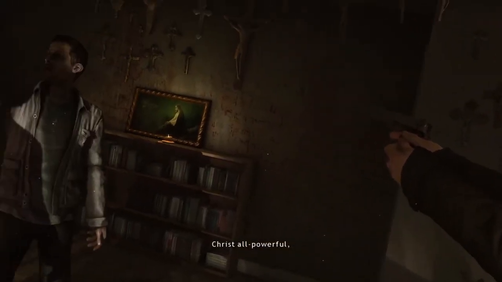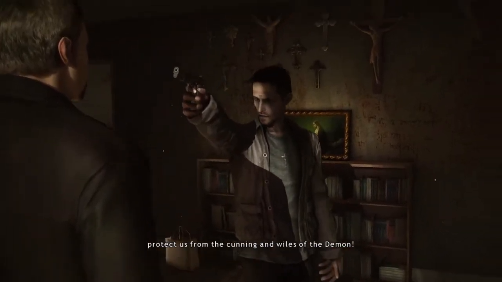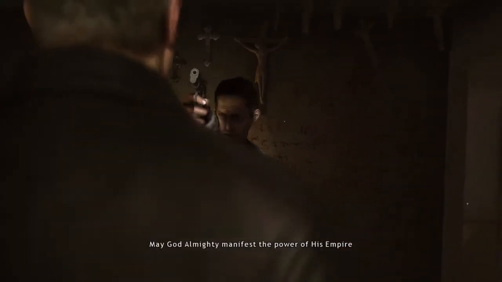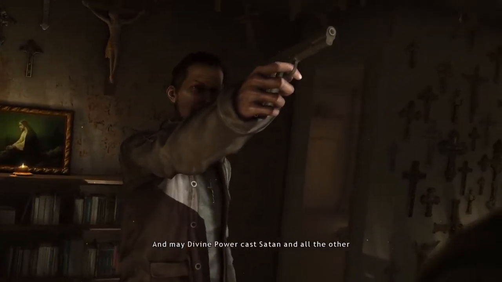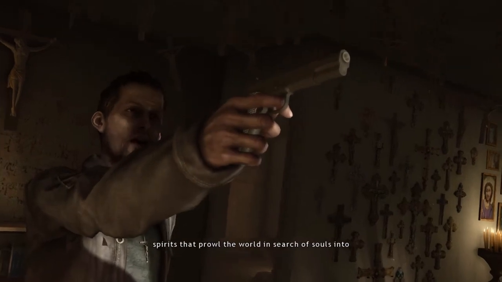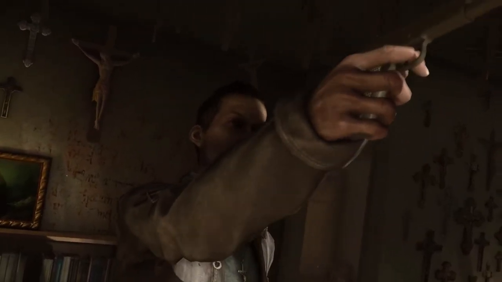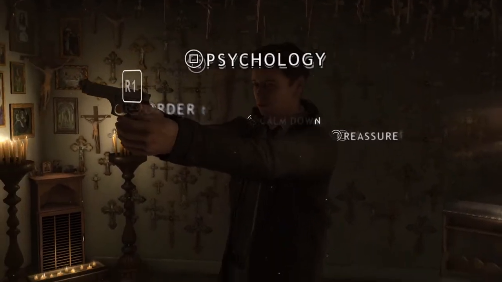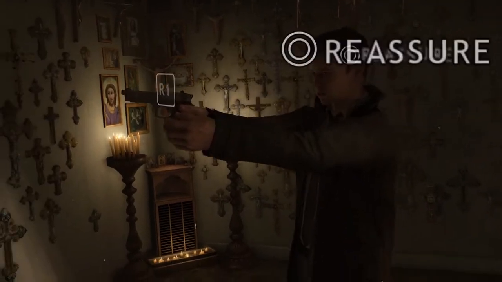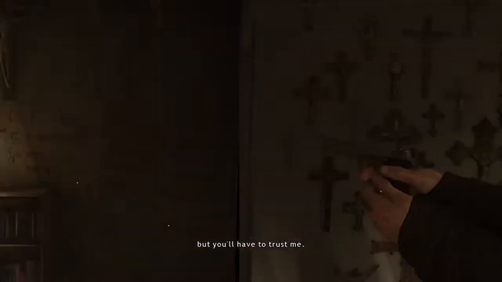Christ all-powerful, defend us in our battle with the forces of evil. Protect us from the cunning and wiles of the demon. May God Almighty manifest the power of his empire, and may divine power cast Satan and all the other spirits that prowl the world in search of souls into the darkest depths of hell. I'm here to help you, Nathaniel, to get rid of the voices in your head, but you have to trust me.